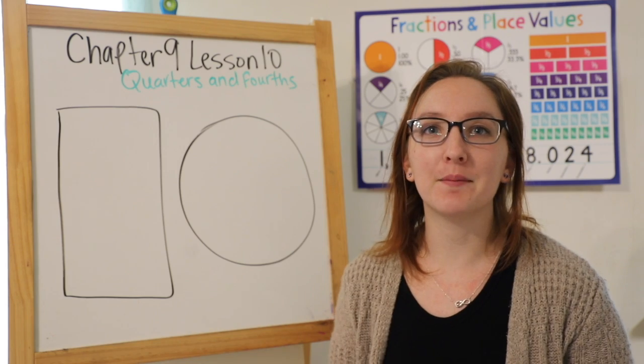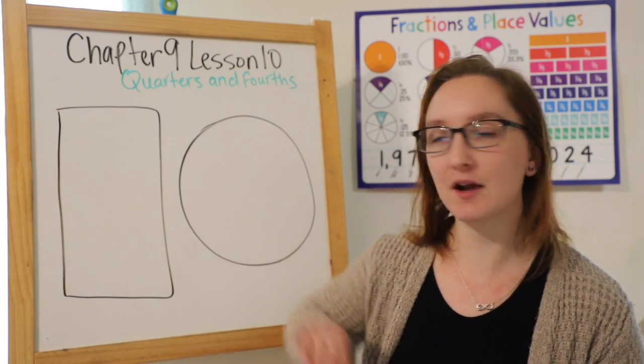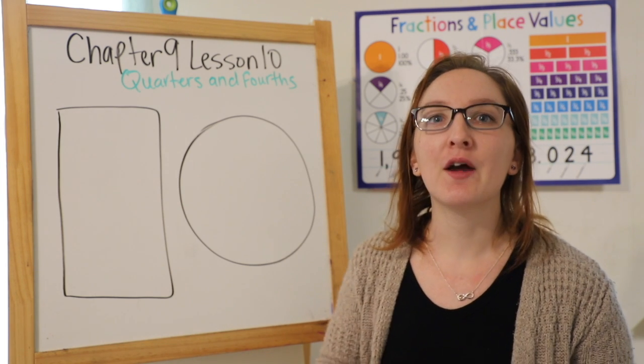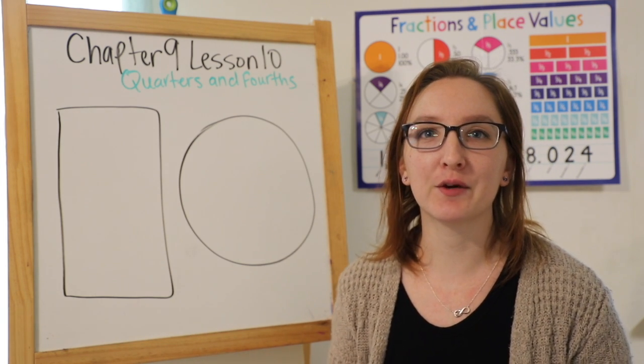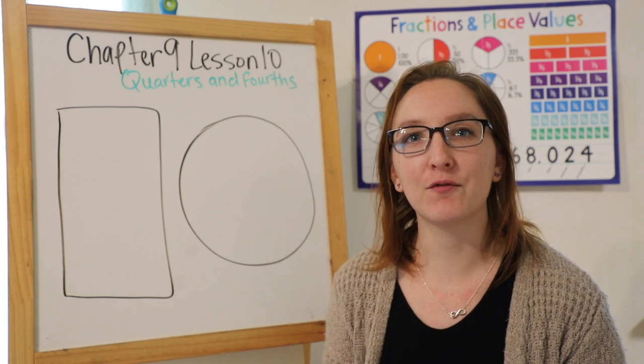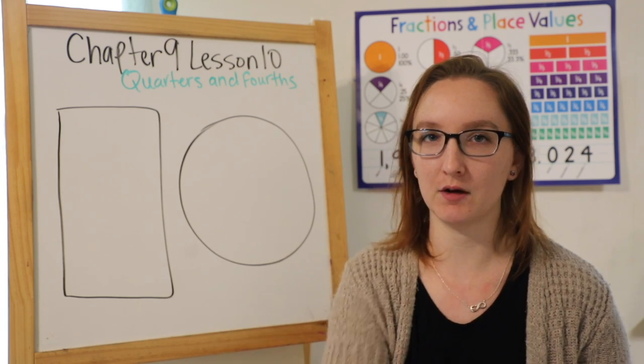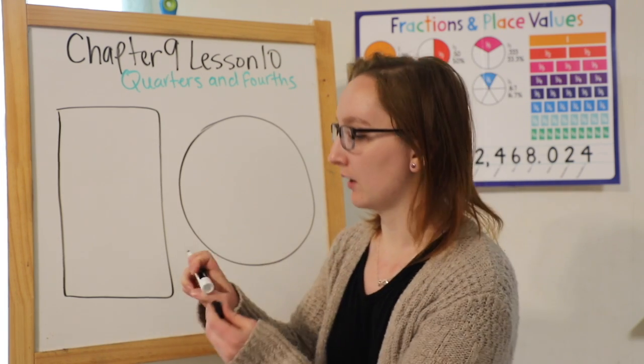You're looking at the Math in My World page, and you're going to see a big old rectangle and a big old circle. What we are going to do here is divide it into fourths. So when we divide something into fourths, it's like dividing it into halves 2 times. So I'll show you what I mean there.